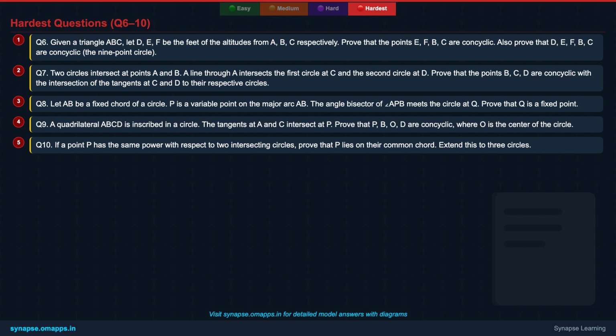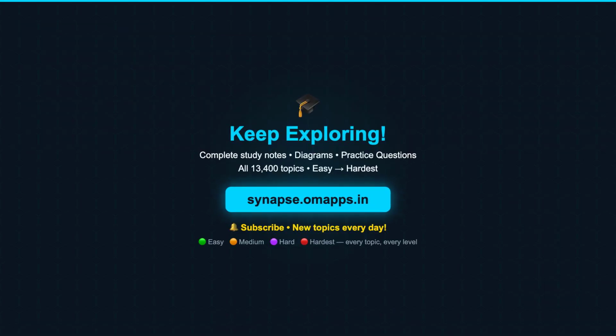You've got this. And that brings us to the end of our deep dive into the converse theorem of equal angles and concyclic points. We've journeyed from understanding the basic definition to exploring rigorous proofs, advanced applications, and competitive exam strategies. Mastering this concept is a vital step in your mathematical journey, opening doors to more complex and beautiful geometric ideas.